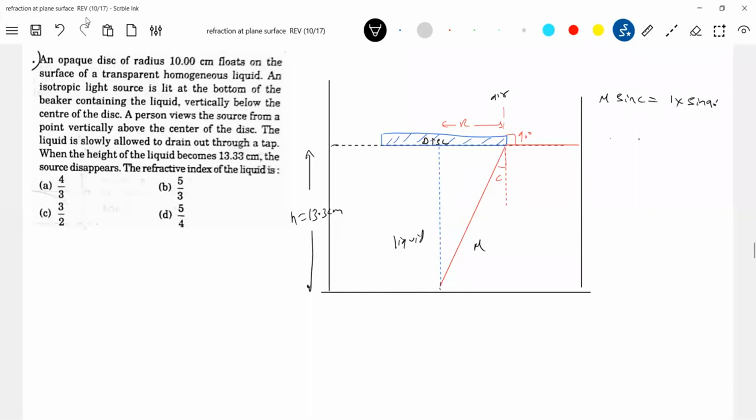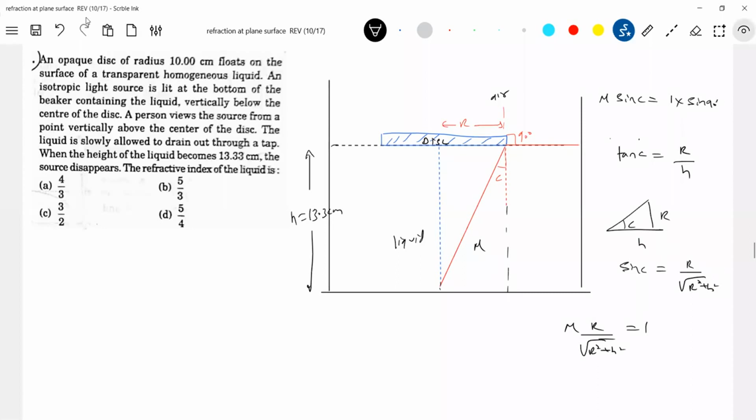So first we have a triangle. Tan c is equal to r by h. From this you calculate sine c. Substitute that. So mu r by root of r square plus h square equals 1. Substitute the r and h values, so you'll get the required value of mu.